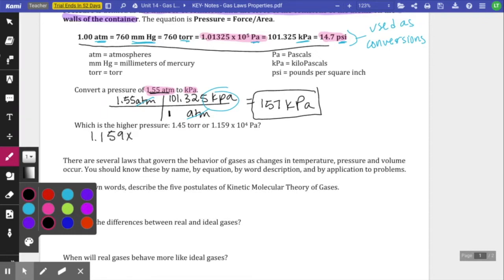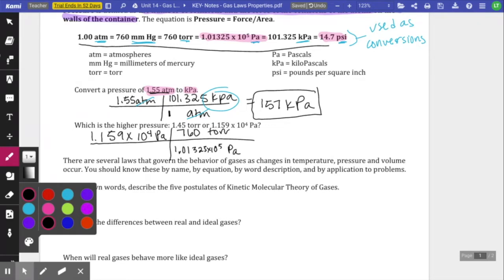All right, so I have 1.159 times 10 to the 4th pascals. And I want to convert to torr so that they're in the same units. So is pascals what I want? No, it is not. So I'm going to drop it low. And then again, I'm going to use my conversions from up there. So I have 1.01325 times 10 to the 5th pascals is equal to, then I want to get to torr, so that would be equal to 760 torr.